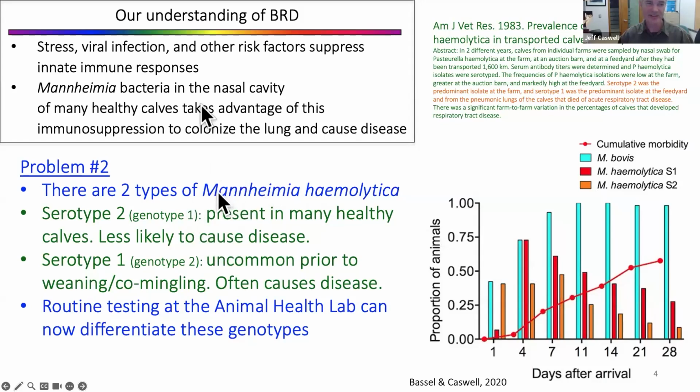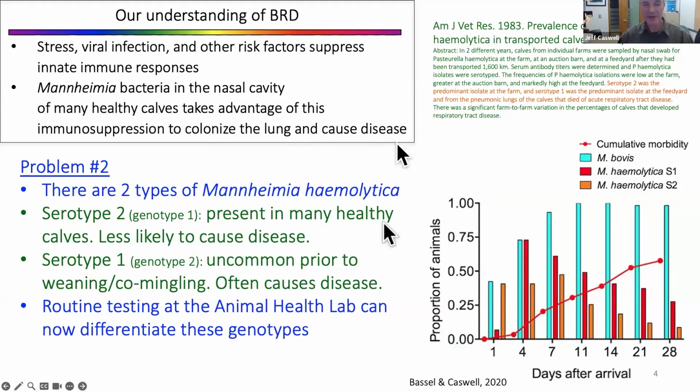So the point of all of this is that the idea that Mannheimia is present in many normal animals and penetrates into the lung when exposed to these risk factors is partially true, but it's a different bacterium that's present in the healthy cattle, and it's serotype 1 that becomes more prevalent as these calves experience BRD risk factors.